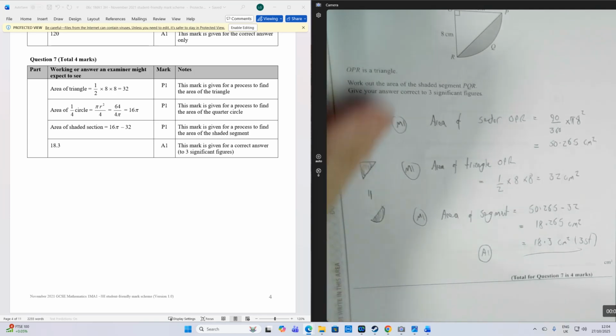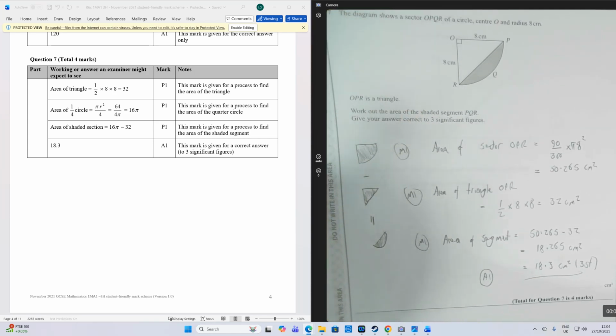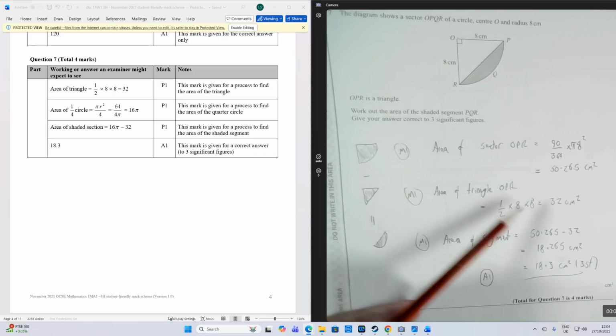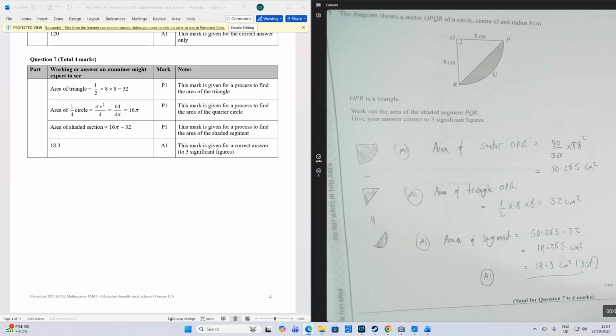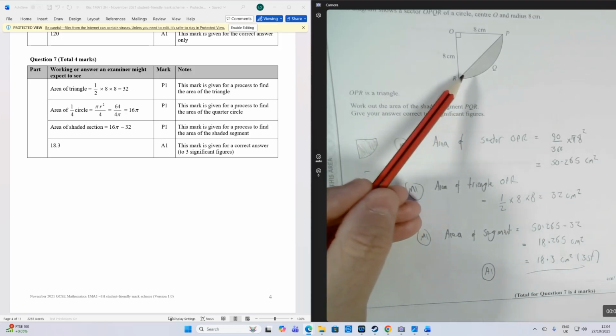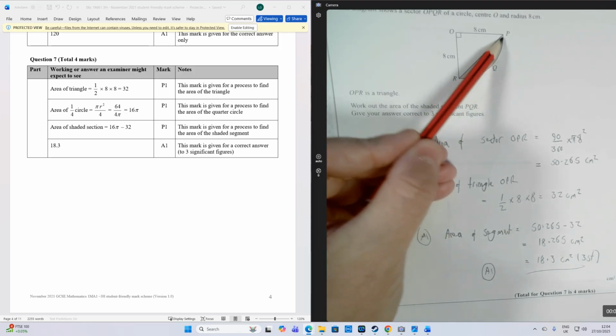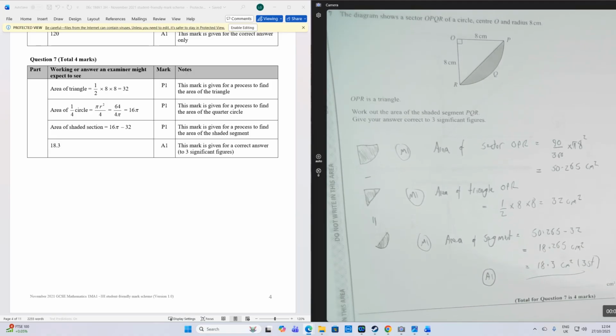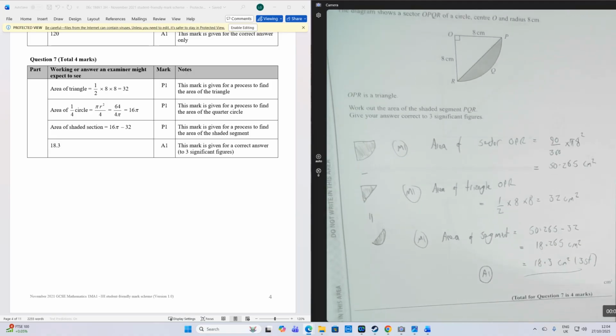Now, let's work out the area of the triangle. The area of the triangle is just a half base times height. So a half times 8 times 8, which is 32. So therefore, the area of the segment is the area of the sector minus the triangle. That gives us the segment, the one that looks a bit like a Terry's Chocolate Orange that you get at Christmas. So area of the segment is 50.265 minus 32. That is 18.3. And that is question 7 done.